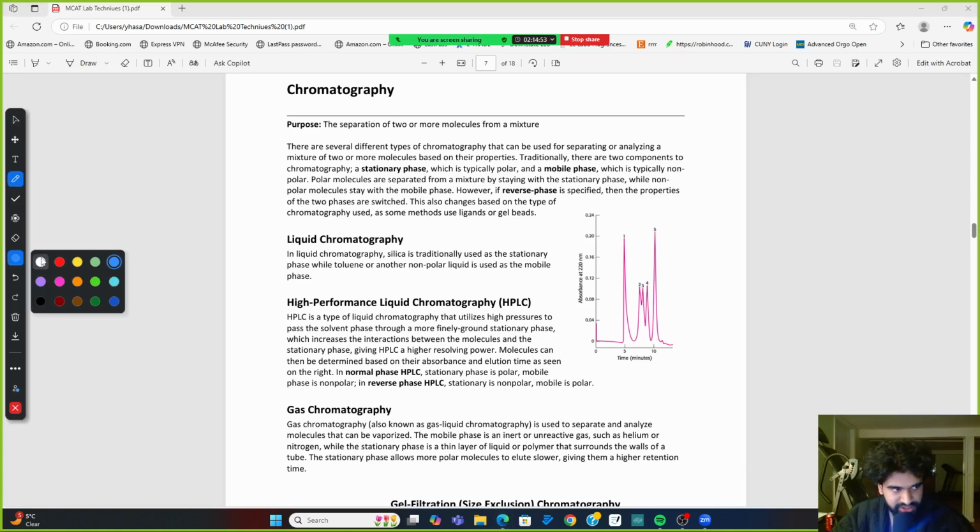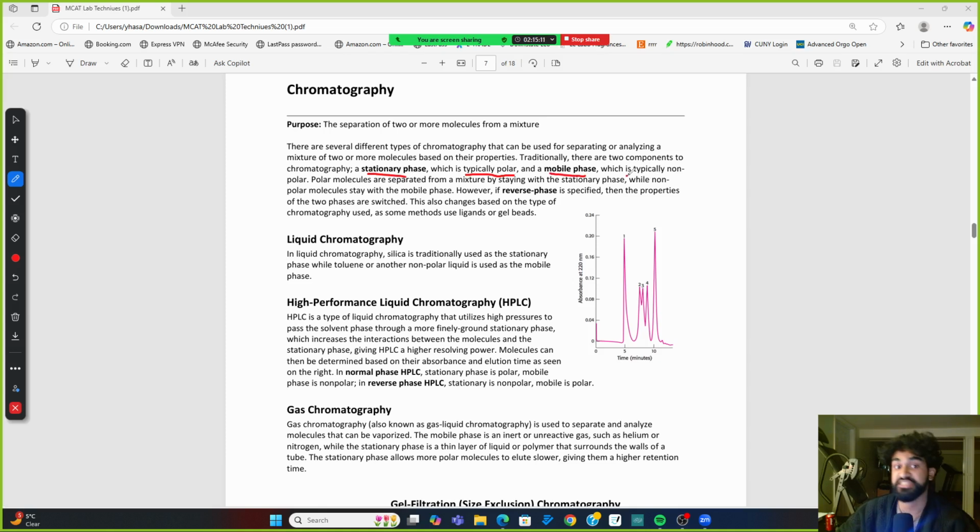I want to change the color here. Cool. Now we're red. Okay. Chromatography is to separate two things from a mixture, right? There's different types of chromatography, and it usually includes a stationary phase, which is typically polar, and a mobile phase, which is typically nonpolar. If reverse phase is specified, the properties of the two phases switch. So stationary phase is normally polar.